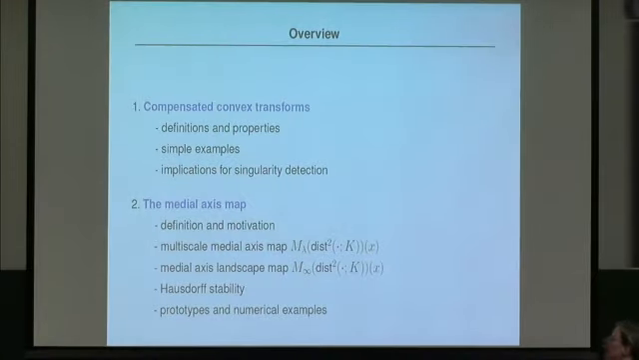The talk will be in two parts. I will start off with some fundamental theory background on this idea of compensated convex transforms. I will define them and give some very simple examples to show you how they work, and then talk about a key property that allows us to use them to detect singularities. That's a very vague statement, but I'll make it more precise later.